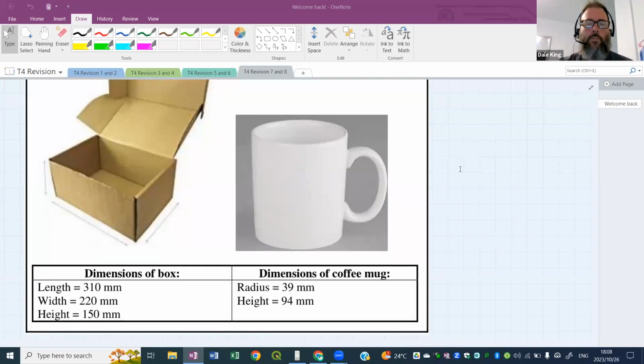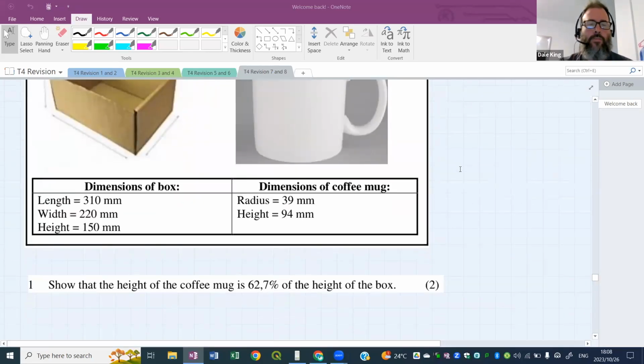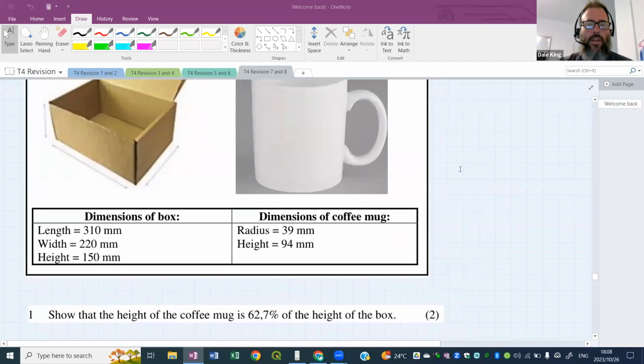Let's see. First question. Show that the height of the coffee mug is 62.7% of the height of the box. Show or prove. That word show can be translated into prove. All right, so you got to do a calculation to get this answer of 62.7%. Now, if you just write 62.7% when they say you have to get this value, you're not going to get the marks. You've got to show your calculations here.